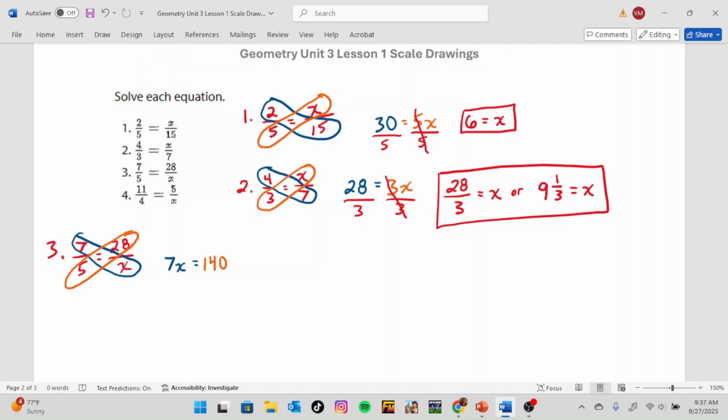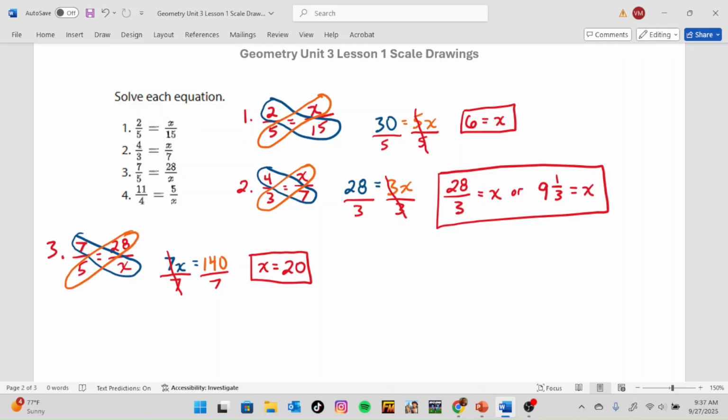To solve for x, I'm going to divide by 7 on both sides. 7 divided by 7 is 1. So this gives me x equals 140 divided by 7, which is 20. So my missing x is 20.